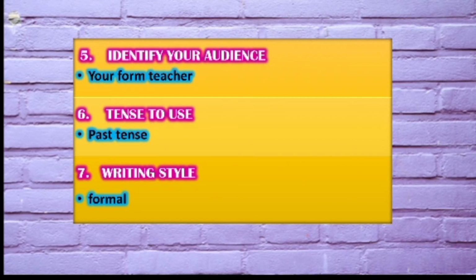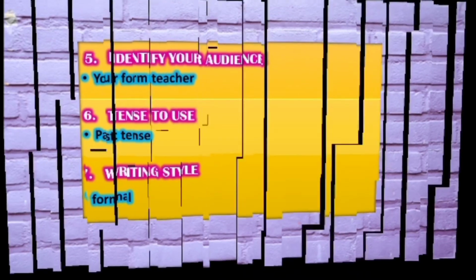For number 5, identify your audience. So the audience is your teacher, the form teacher. Number 6, tense to use. So here we use the past tense. And lastly, number 7, writing style. So this is a formal writing.